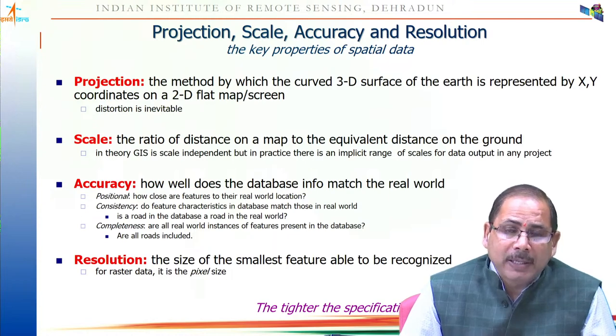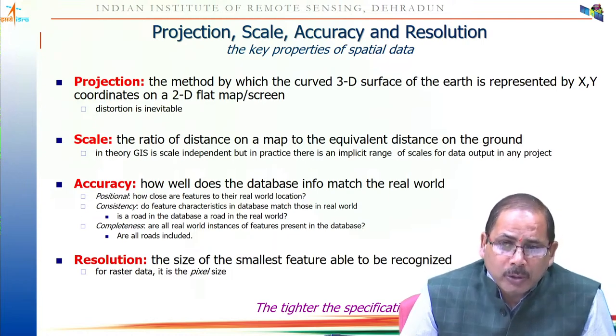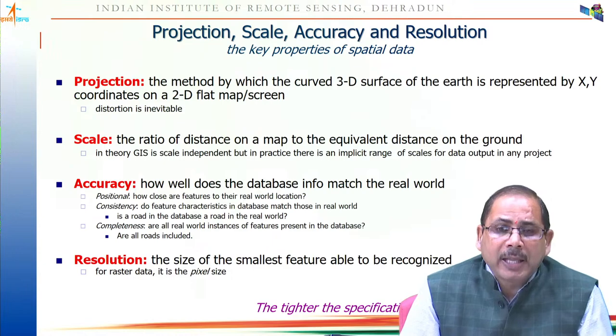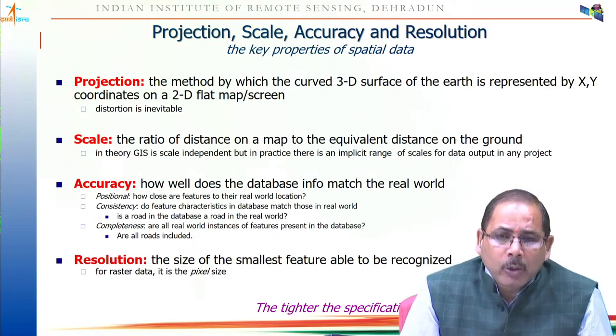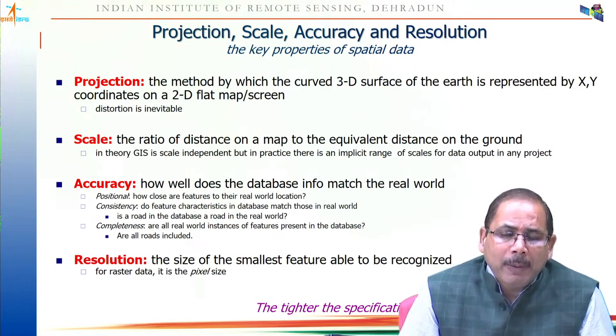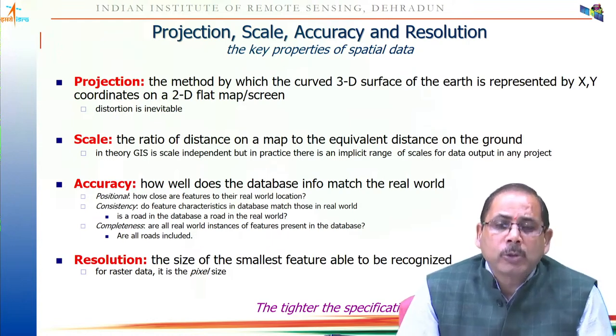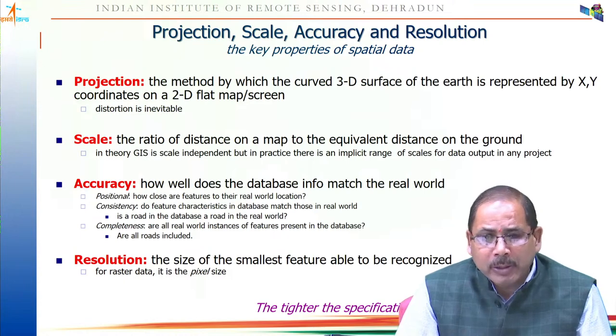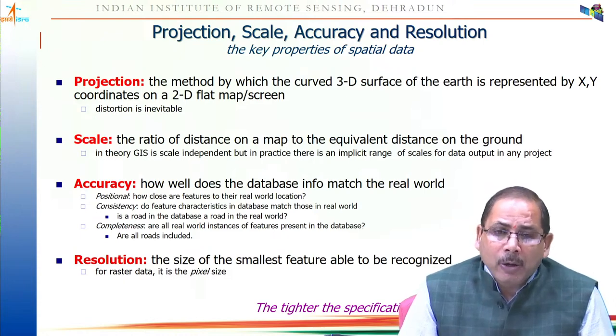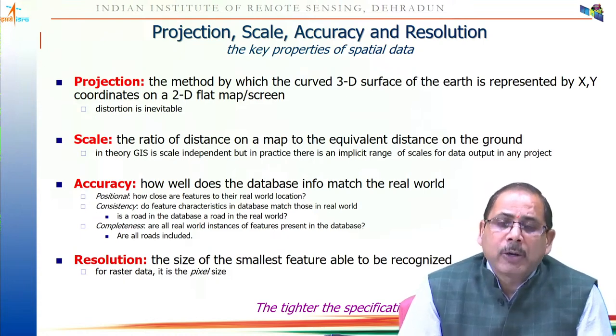Another thing is completeness. Suppose I am talking about roads, and for my city like Dehradun, I am creating road data or a road network. If I am digitizing or creating the database of all the roads of Dehradun, then it will be called a complete database. If all the roads are not covered in the data, then it is called incomplete data.